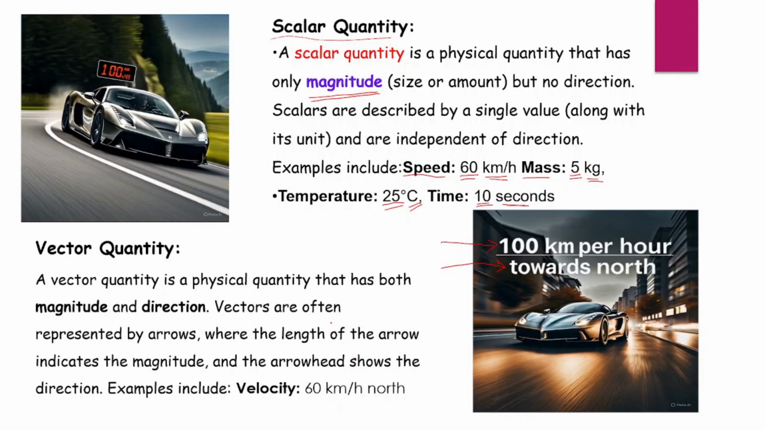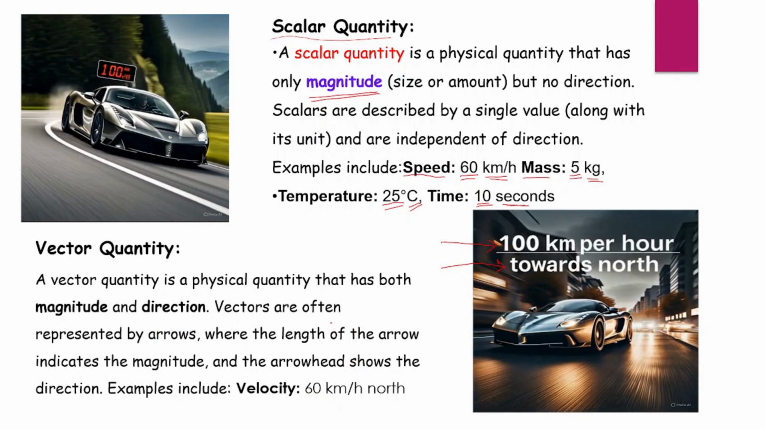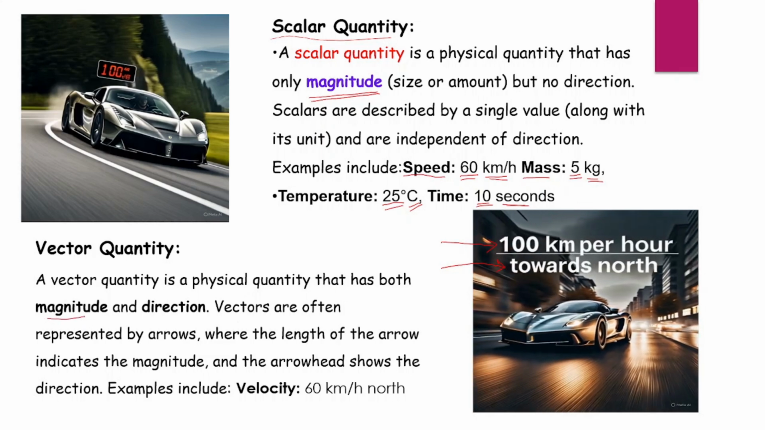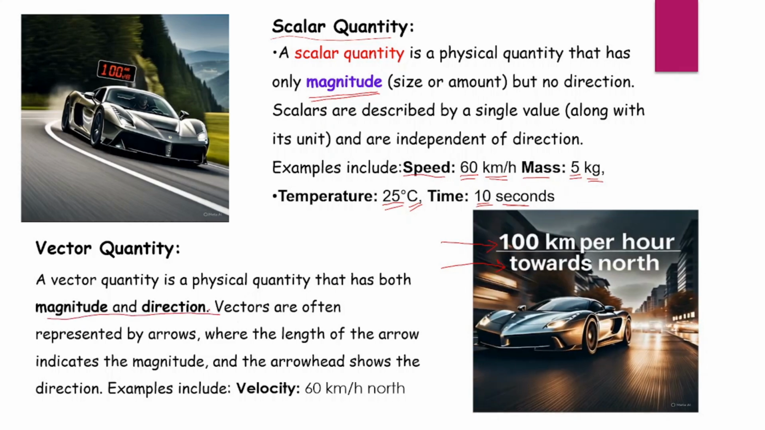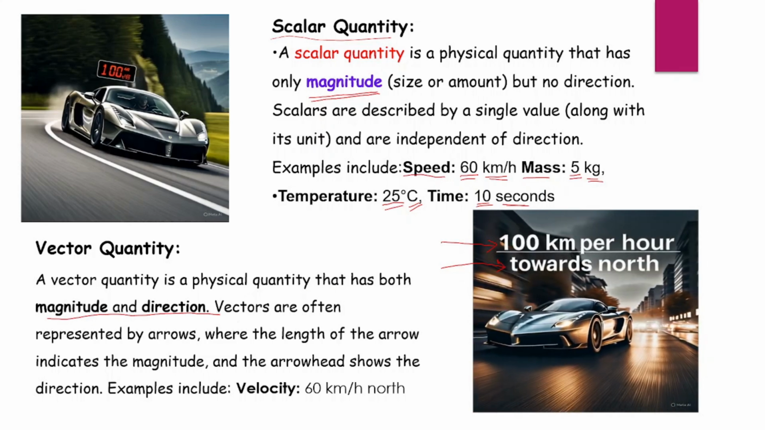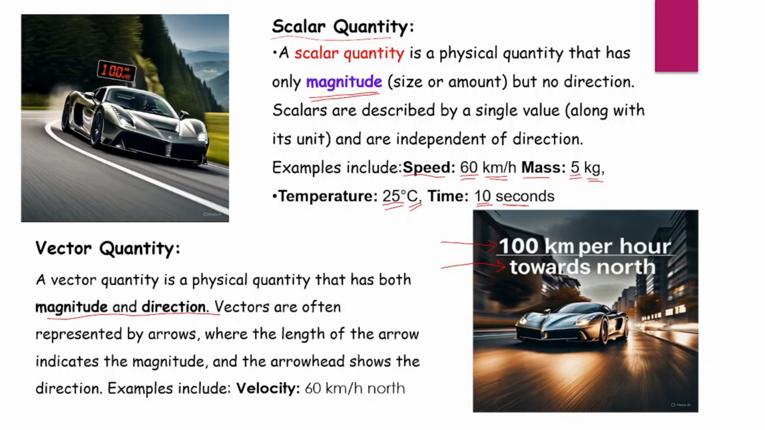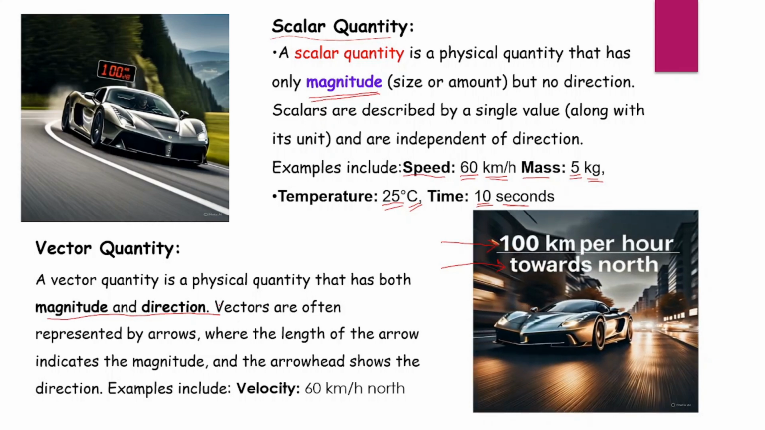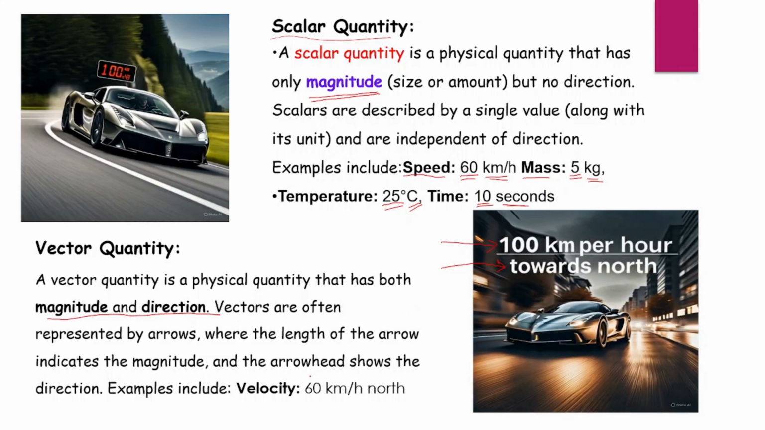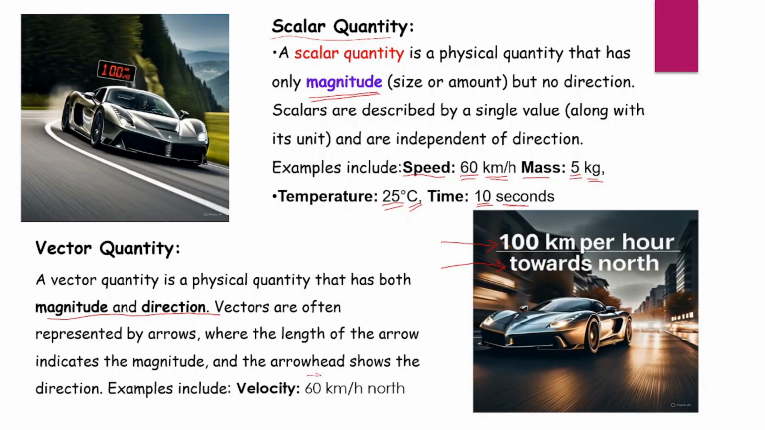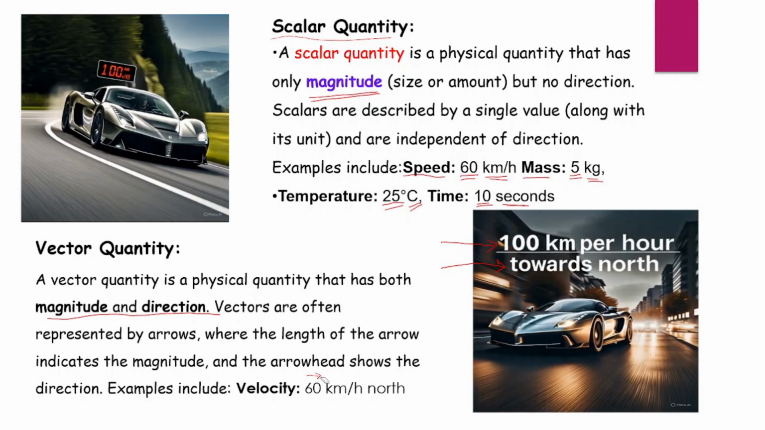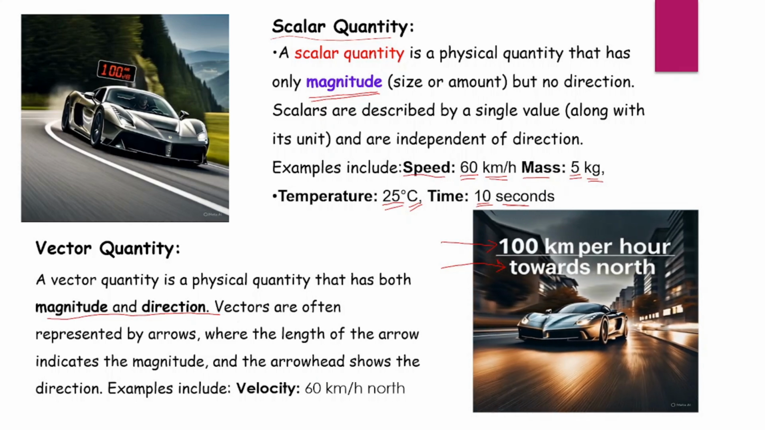So what is a vector quantity? A vector quantity is a physical quantity that has both magnitude and direction. Magnitude and direction, such a physical quantity is called a vector quantity. And these vector quantities are sometimes represented by an arrow above it. So when we see such an arrow, it shows that it is a vector quantity.